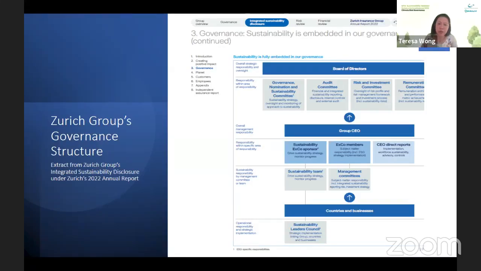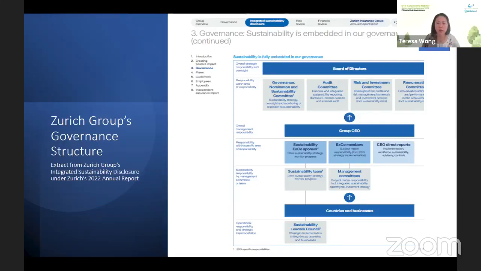So we have a governance, nomination, and sustainability committee. So it's not like cast in stone that sustainability should have just a standalone committee, but we put it under governance, nomination, and sustainability, primarily because of the disclosure areas, right? So governance is quite important, and that's why sustainability is parked under this.